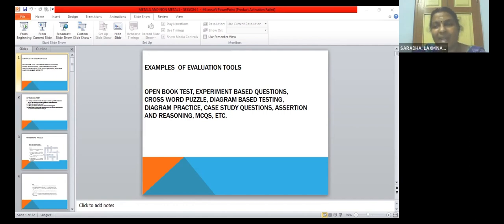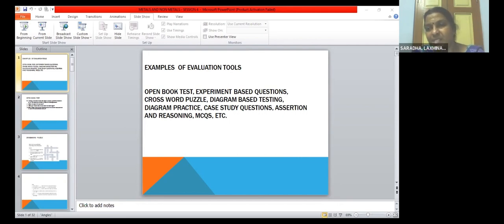And diagram practice. A lot of diagram practice is needed. Nowadays, children don't know how to draw. And especially I feel after these 2 years of online class, they've forgotten the skills of drawing. So a lot of diagram practice is needed. Diagram is one part of science.